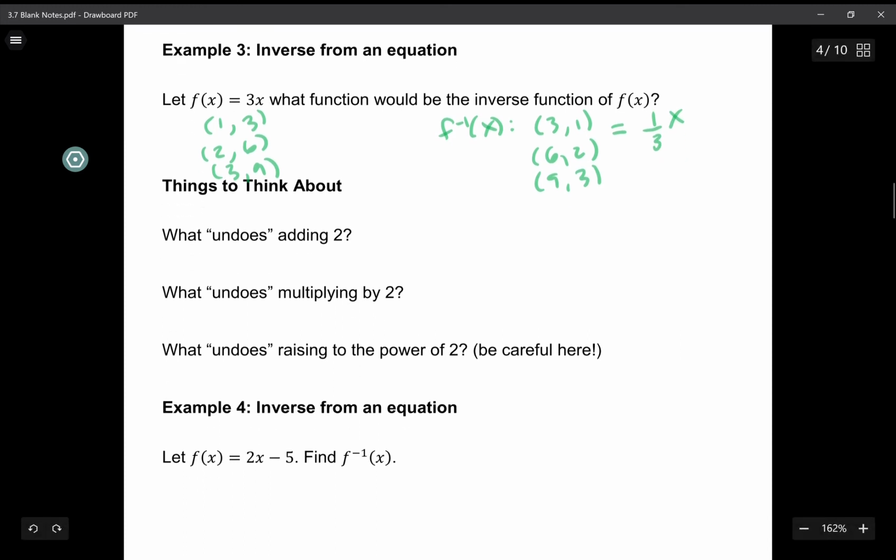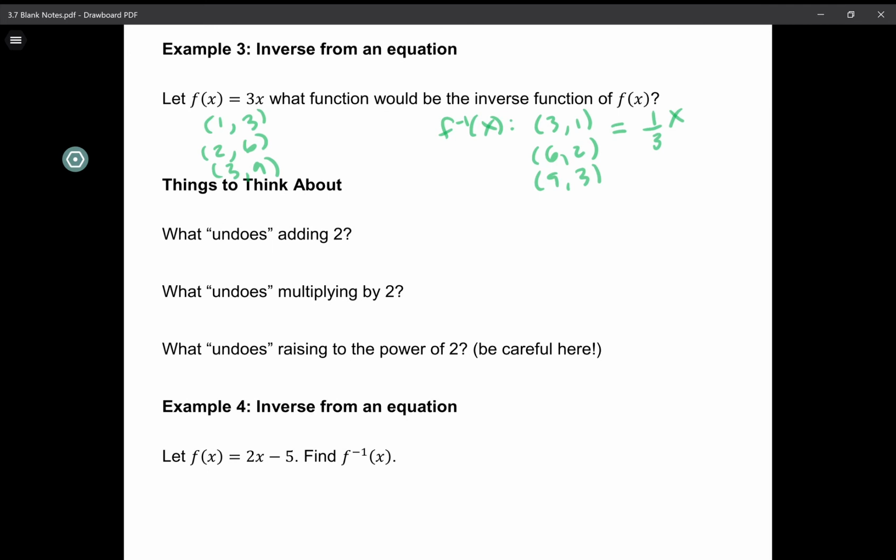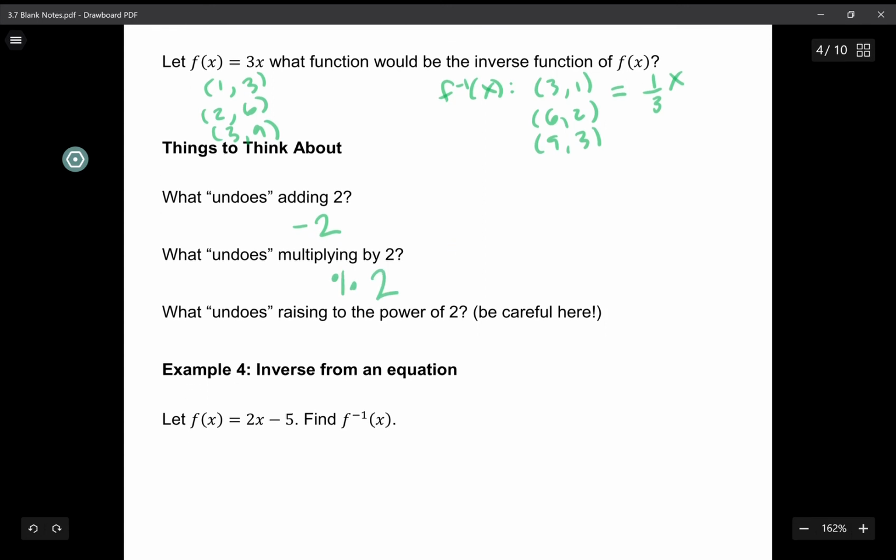So things to think about: what undoes adding 2? Well, that would be subtracting 2. What undoes multiplying by 2? Dividing by 2. And what undoes raising to a power of 2? And that would be square rooting, right? Square rooting undoes raising to a power.